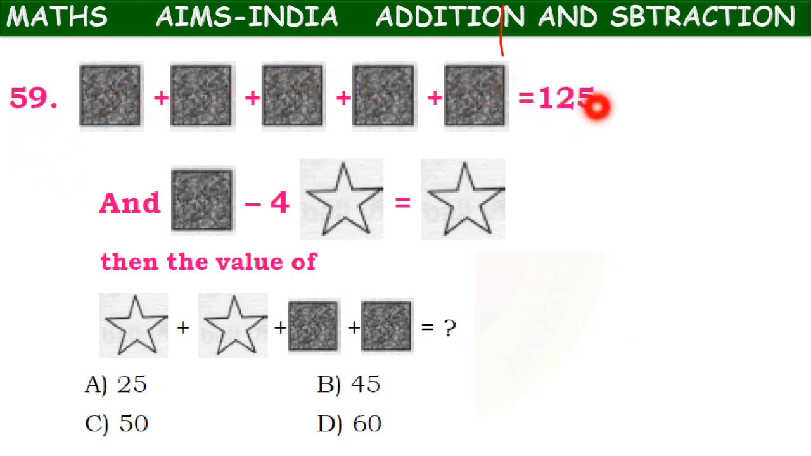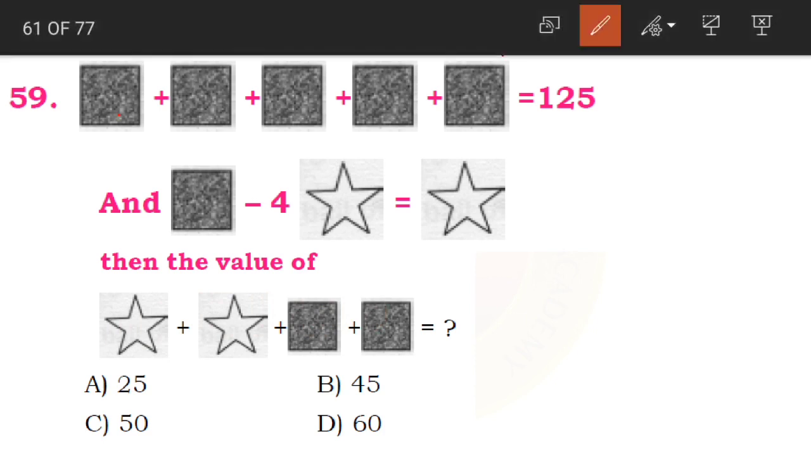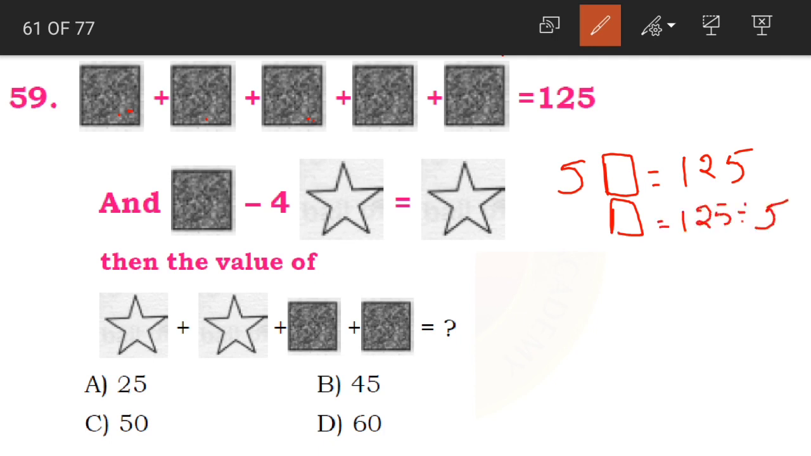5 squares is equal to 125. Square minus 4 star is equal to star. Now find the value of star plus square plus square. Now see, we have done a similar problem in the previous video, right? Now 5 square is equal to 125. Then 1 square is equal to how much? Yes, 125 divided by 5.